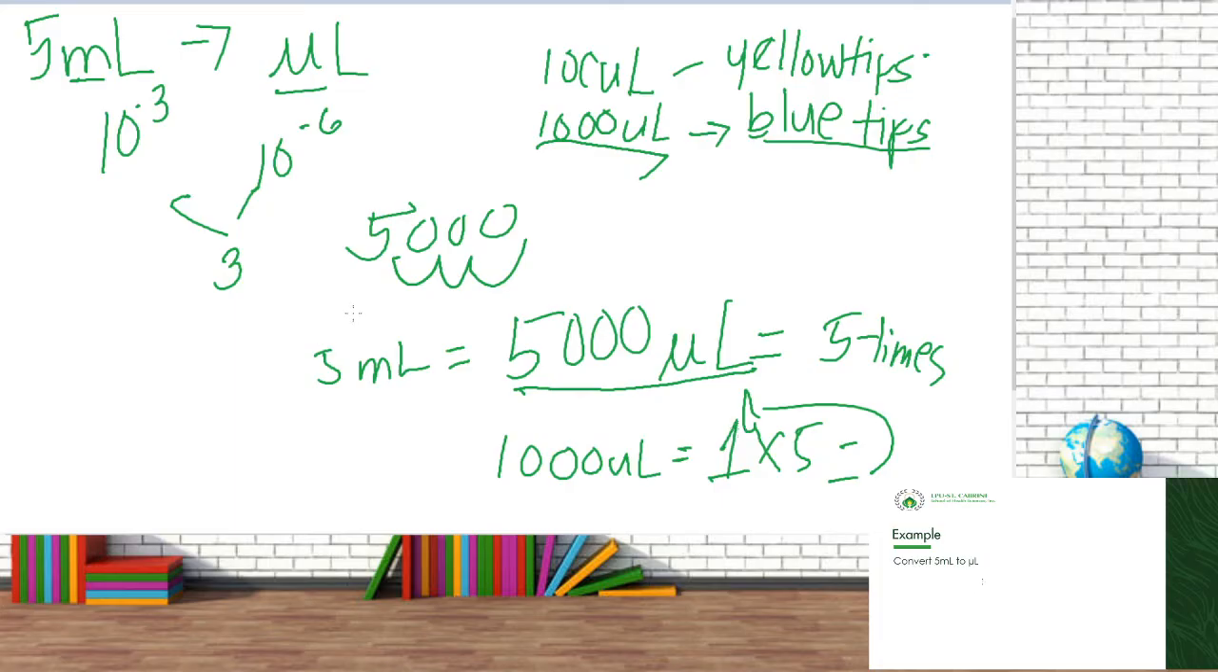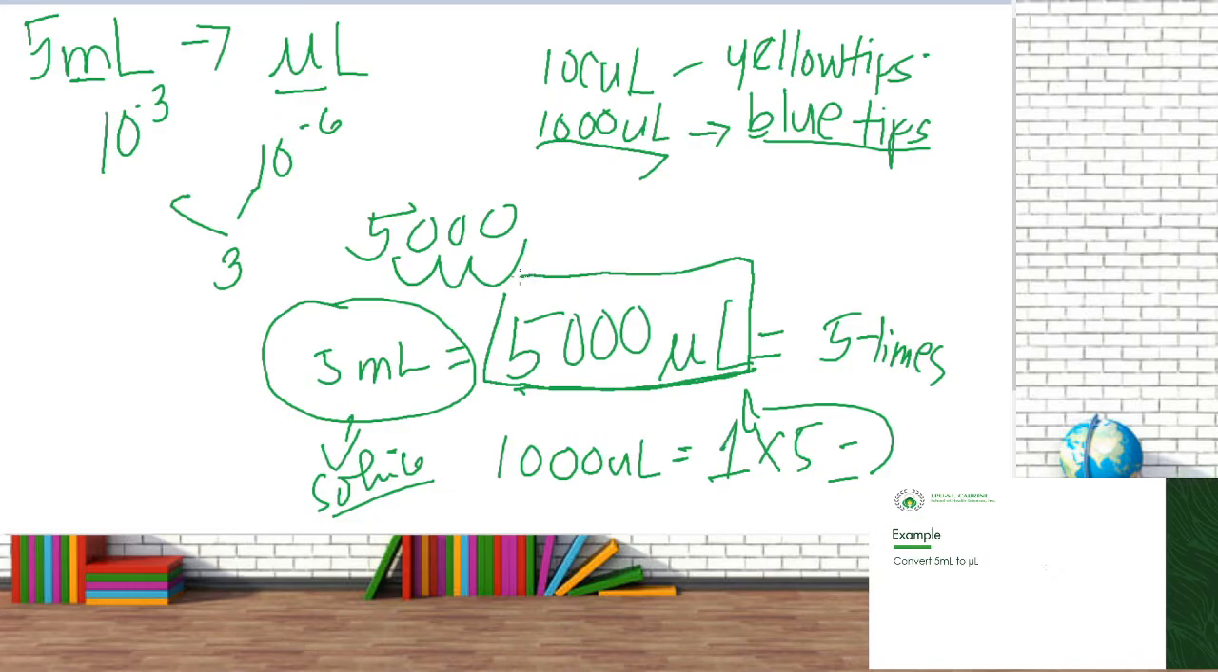In other words, if you need 5 ml of your solute, and you only have your 1,000 UL pipettor, then you need to aspirate and dispense 1,000 UL na 5 beses. That will give you 5,000 UL, which is equivalent to 5 ml.